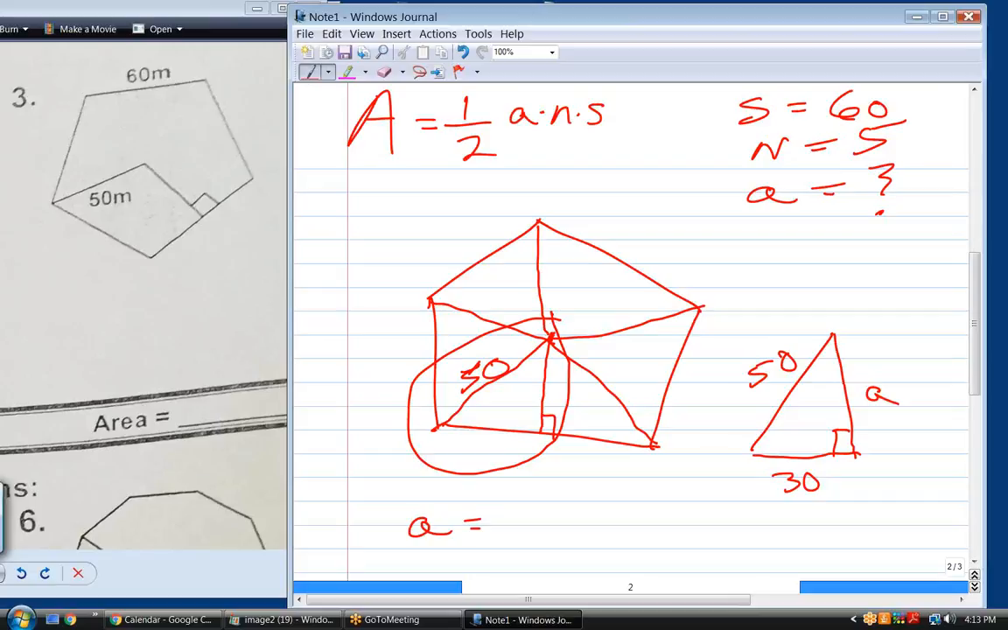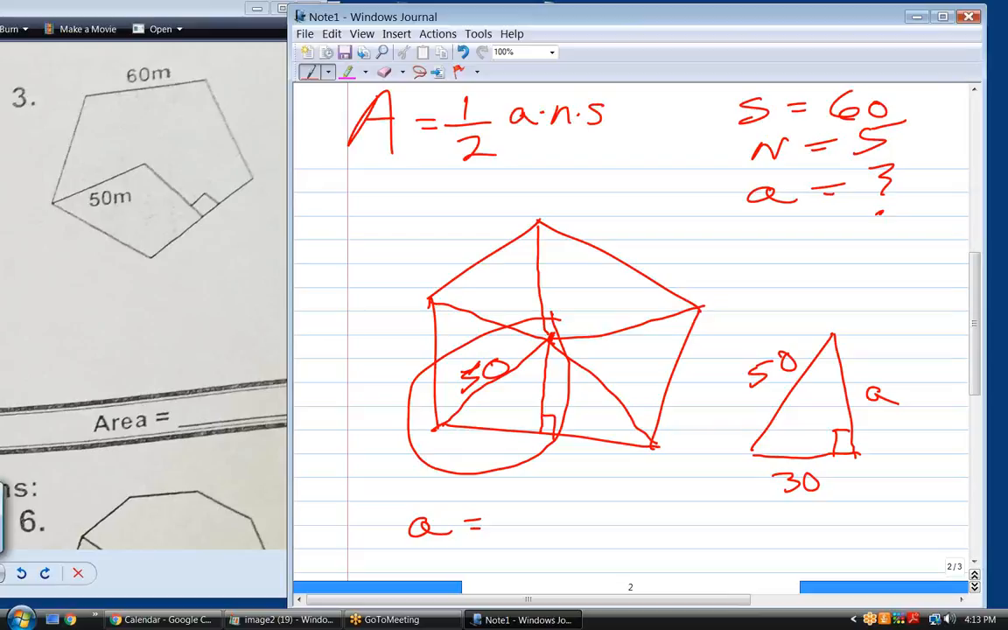Using the Pythagorean Theorem. This is an important one. You should always, and I mean from now until you get through your first year of college, you should instantly know how to solve a right triangle using the Pythagorean Theorem.